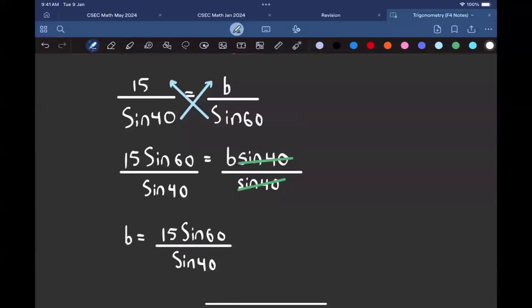I'm going to show you how to plug this into the calculator. You do have a Casio, so you have to use brackets and divide. You open up a pair of brackets and write 15 sine 60. When you close the brackets, that means you're dealing with the top. Then you put a divide sign, because that's what this line here means, and you open up another pair of brackets and put sine 40. Do that and let me know what you get.